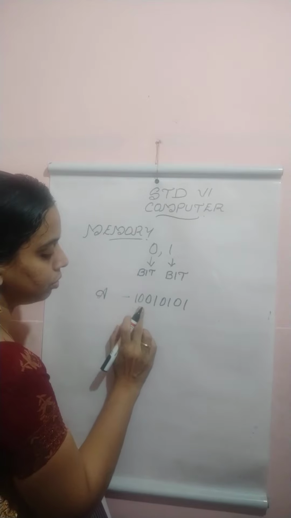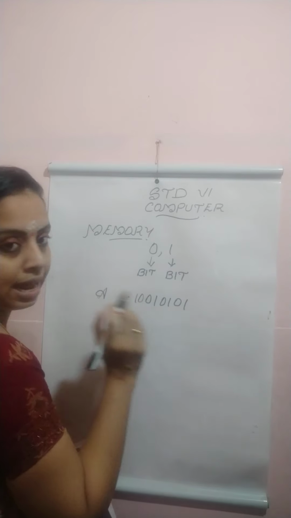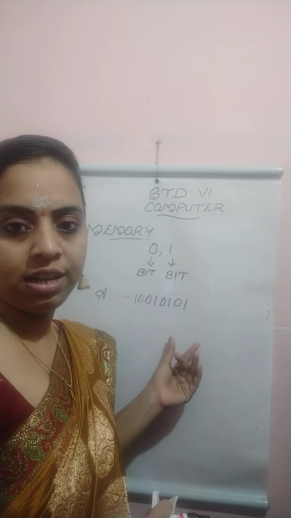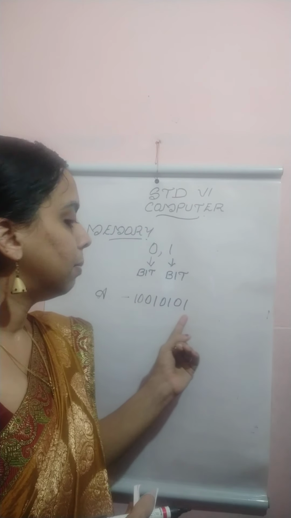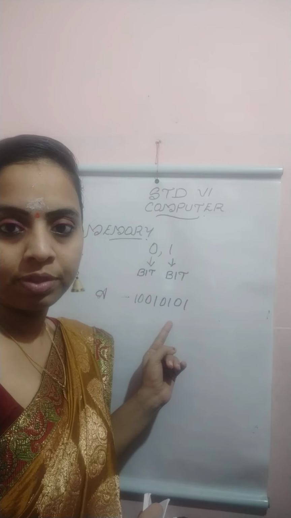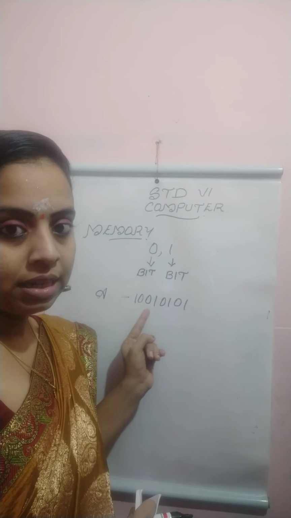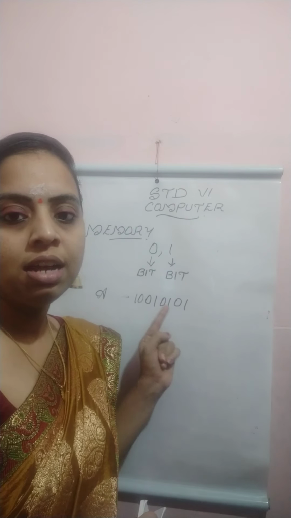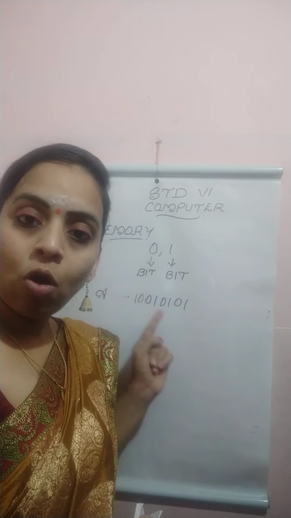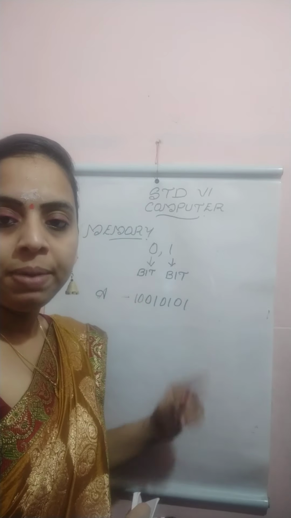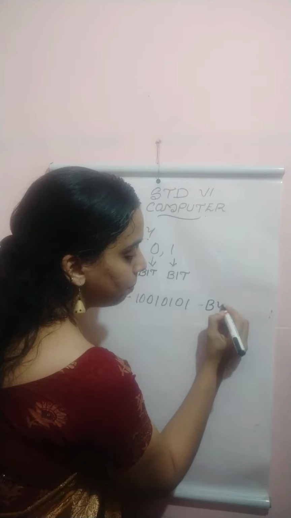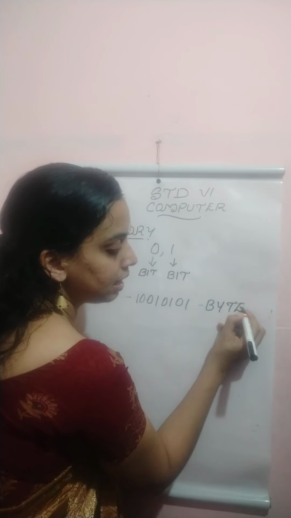Look here, 1, 2, 3, 4, 5, 6, 7, 8. 8 digits are there, right? Zeros and ones combination. So look, 8 bits I have joined here, because 1 is a bit, 0 is a bit. Like that, 8 bits I have joined here. So a combination of 8 bits is known as a byte. What? A combination of 8 bits is known as a byte.